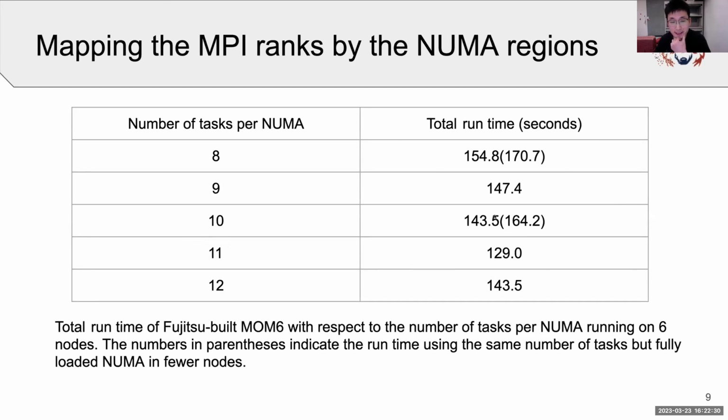we also find that if we keep the total number of tasks constant, but allocate the jobs in two different ways, one is to fully load each node, but that has a fewer number of nodes. The number here is the runtime using the same number of tasks but fully loaded NUMA in fewer nodes. And we find that we'd better have a larger number of nodes, but fewer tasks per NUMA. This kind of configuration is faster.